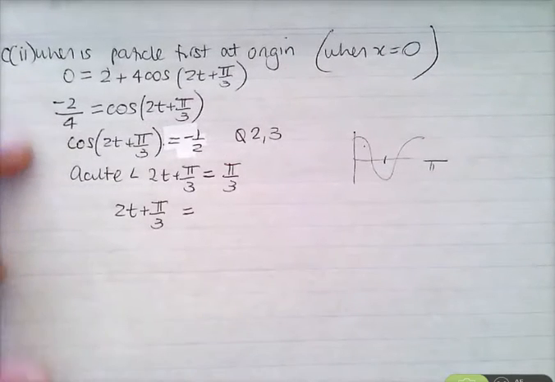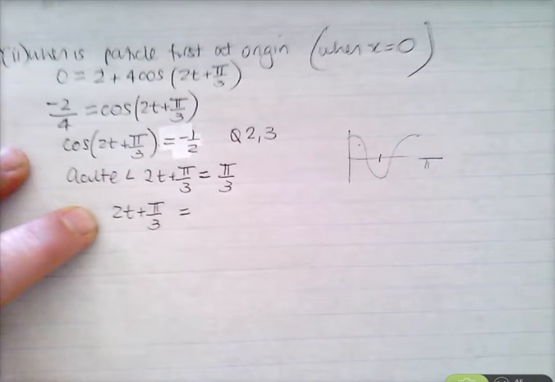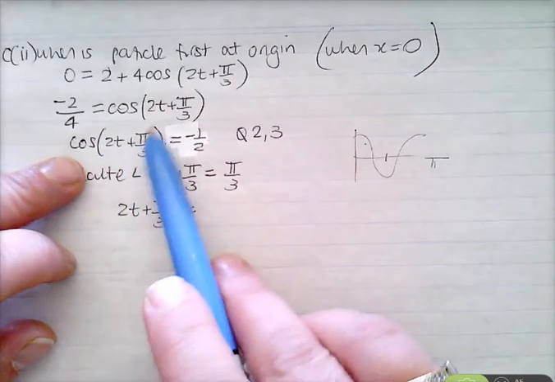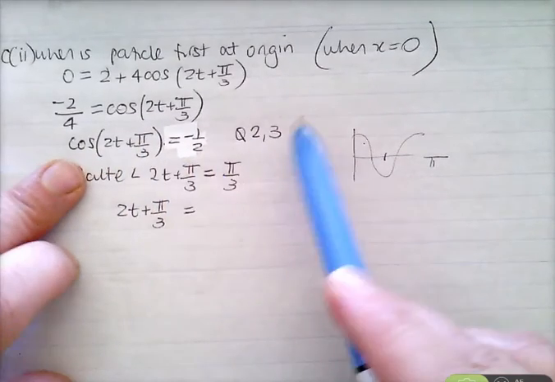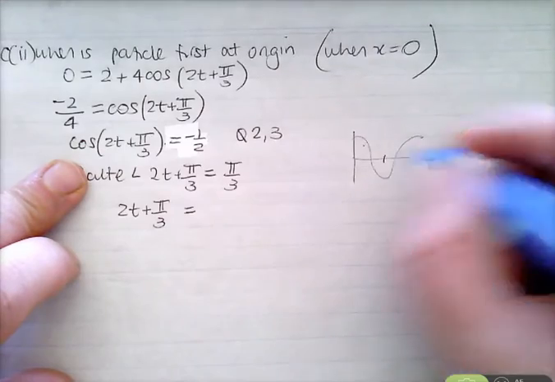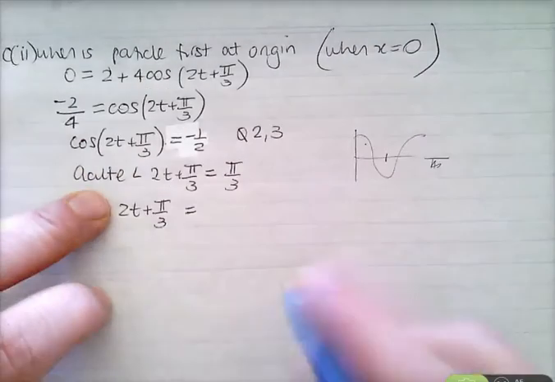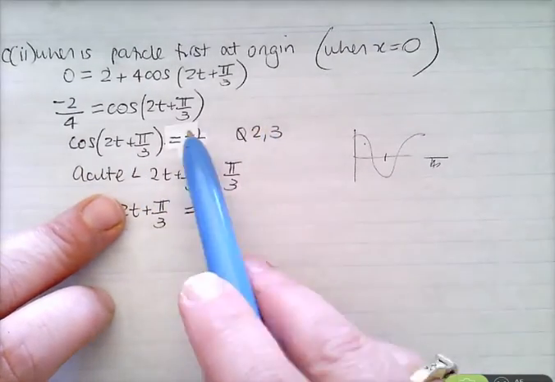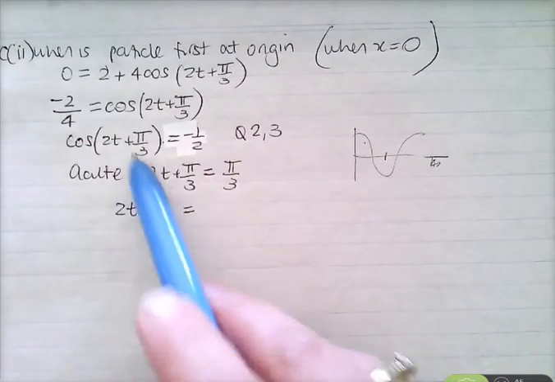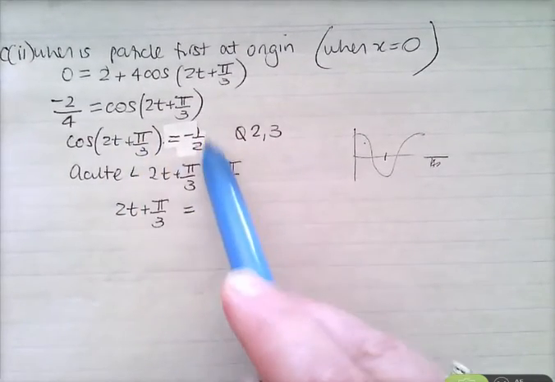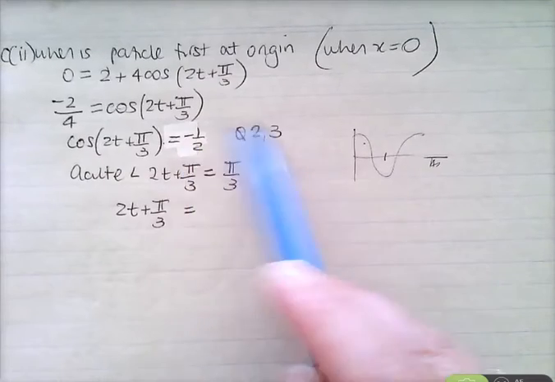Okay, now this is just continuing from where I left off in the lesson. So when is the particle first at the origin? That would be when x is 0, substituting x is 0. We're trying to solve cos of 2t plus pi on 3 is negative a half. Now this is quadrants 2 and 3, because cos is negative. So we say cos of what is a half, ignoring the negative because that's for the quadrants.